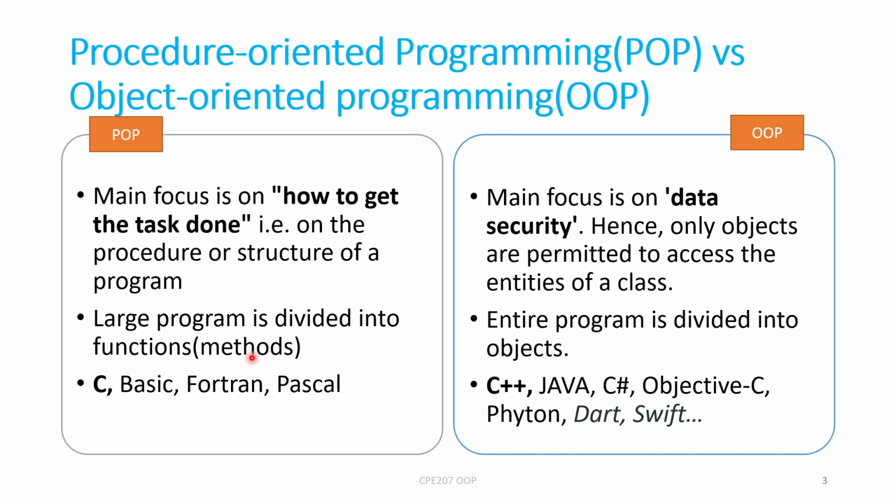For POP, we can say that C, Basic, Fortran, and Pascal are good examples. On the other hand, for OOP, we have C++, Java, C#, Objective-C, Python, and the other new languages.